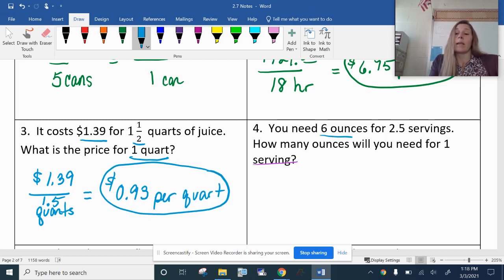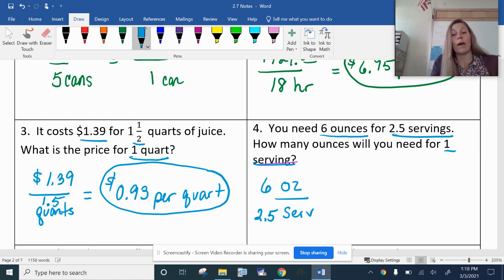Okay, you need 6 ounces for 2.5 servings. How many ounces do you need for 1 serving? Because that's the unit, that's going to go on the bottom. So we know that our ounces would go on the top and our servings would go on the bottom. So we have 6 ounces and 2.5 servings. We're just going to divide that on our calculator, and you're going to end up with 2.4 ounces per serving.